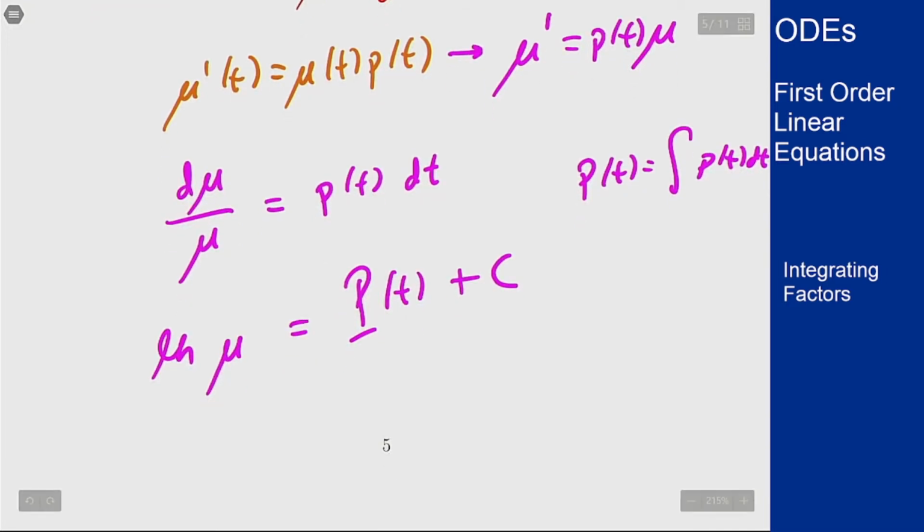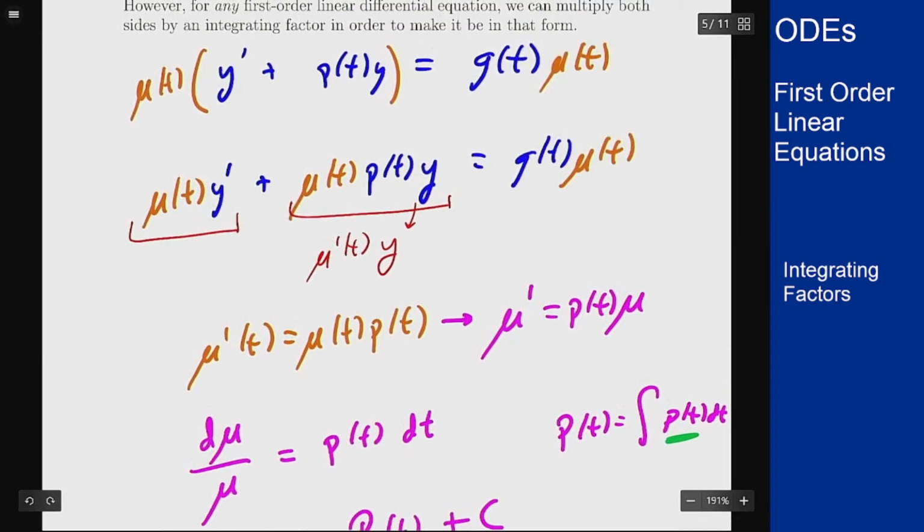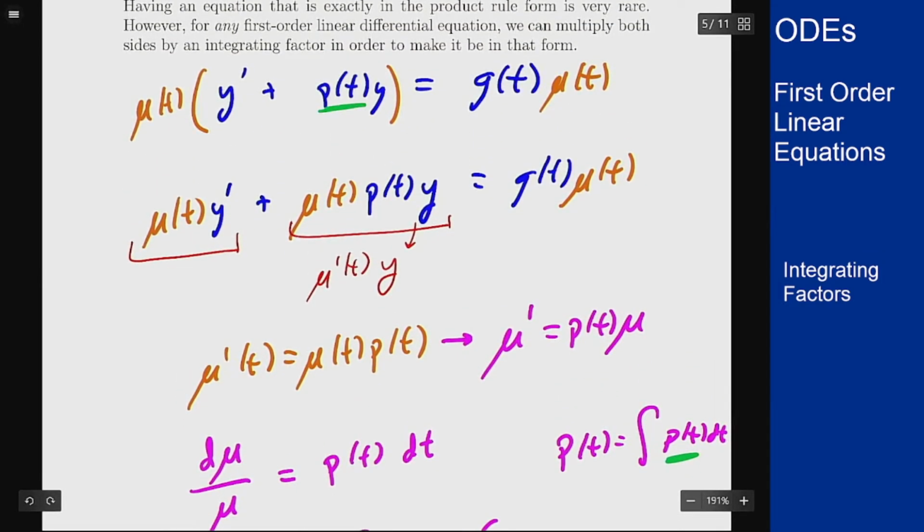So the function I want is mu(t) = e^(P(t) + c), and it turns out the plus c doesn't matter, because I'm multiplying both sides by this same function, and e^c is just a constant. So I can ignore the plus c and just multiply both sides by e^(P(t)), where capital P is the antiderivative of p(t), the coefficient of y in the original equation.